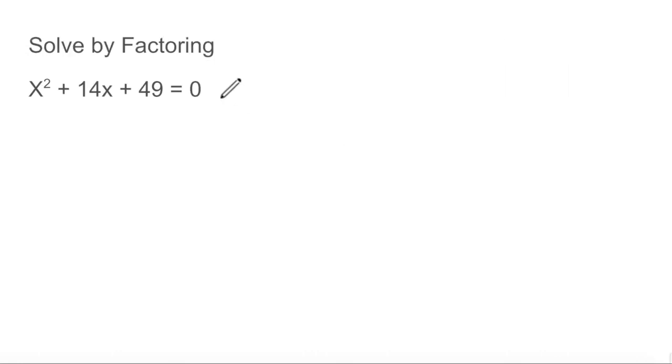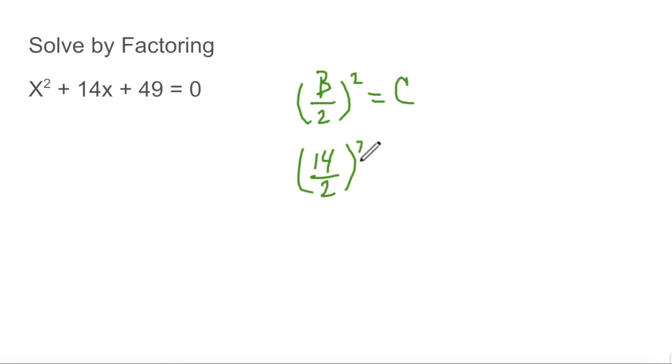Now let's go ahead and solve one of these perfect squares by factoring it. So we have x squared plus 14x plus 49. Our little equation is this: b over 2 quantity squared equals c. And if this holds true, then it's a perfect square. So if we take 14 over 2 and we square that, that's actually 7, right? 7 squared equals 49.